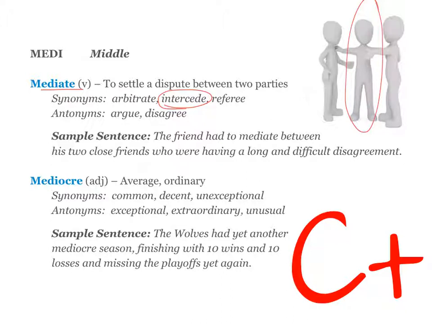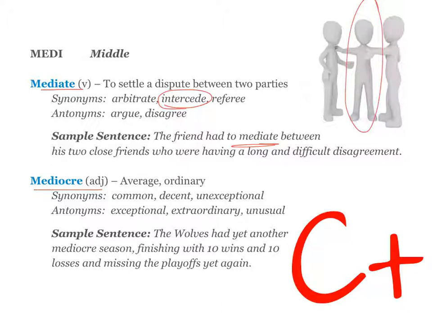Your sample sentence is, "The friend had to mediate between his two close friends who were having a long and difficult disagreement." Your next word is mediocre. It is an adjective. It means average or ordinary. So mediocre, it's not a compliment. It's not something you want to be called. It's like, you're okay, you're not terrible, you're not great. This giant C plus over here is a mediocre grade, right? It's okay, it's passing, it's not great.